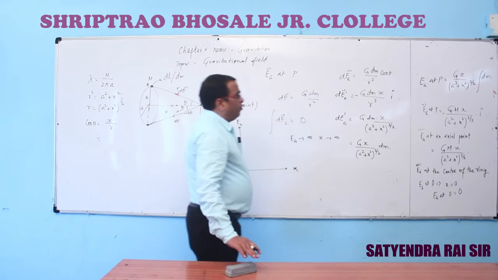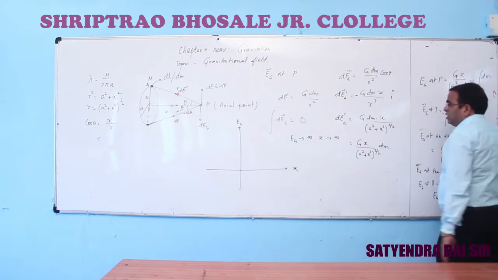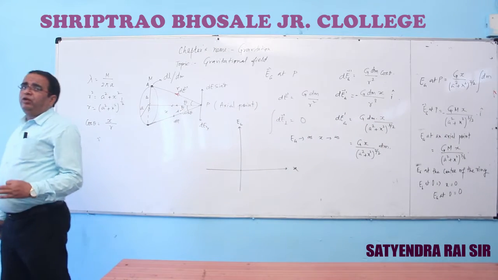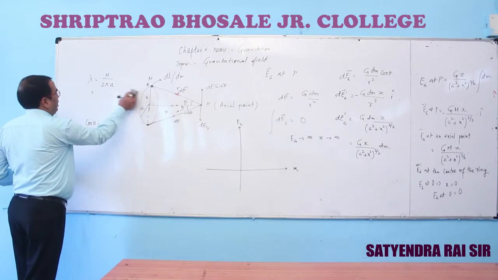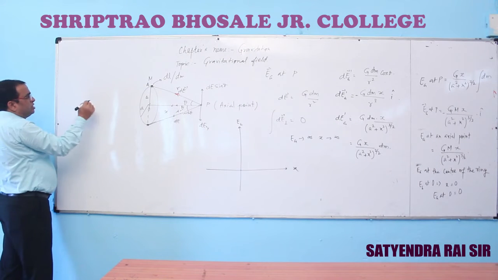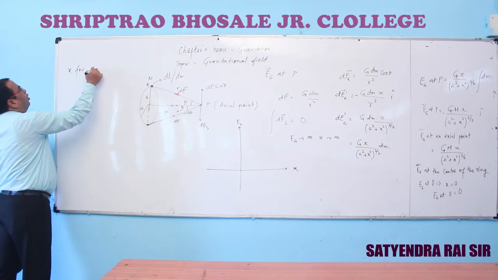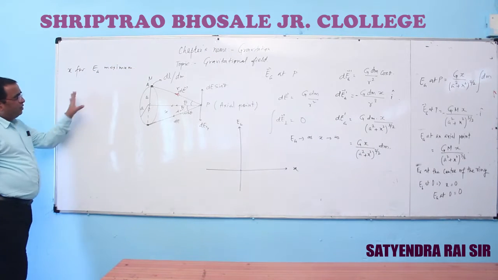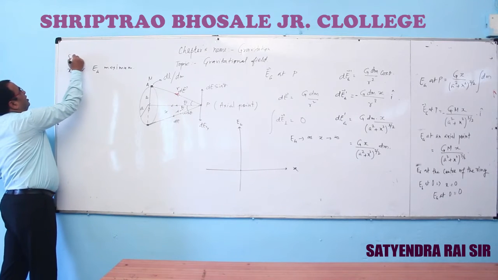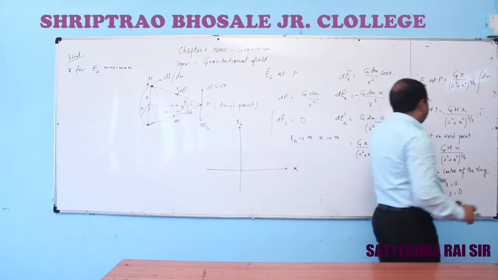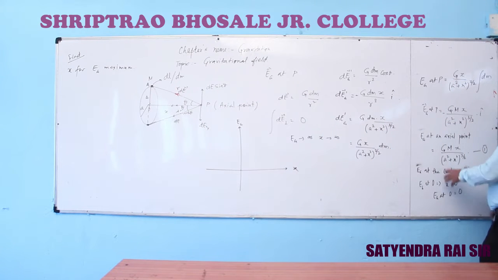Now, if they ask you to find the point or the distance of the point from center of the ring where the ring has a maximum value of gravitational field. That means if they want to get the point, the distance x, find x for Eg maximum. Since Eg is given as, in this expression number 1, GMx upon (a square plus x square) to the power 3 by 2.